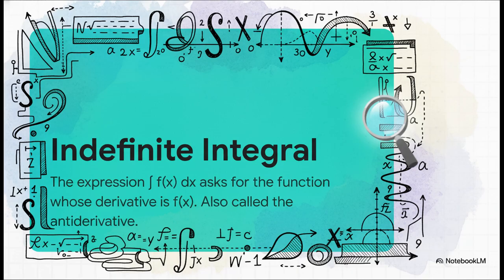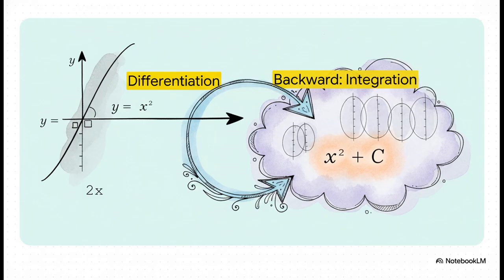It's also called the antiderivative, which makes a ton of sense, right? I love this slide because it shows the two processes side by side. Going forward, differentiating x squared gives you 2x. Going backward, integrating 2x gets you back to x squared. But wait, see that plus c? That little guy is super important, and honestly, it trips a lot of people up. So let's figure out what it's all about.